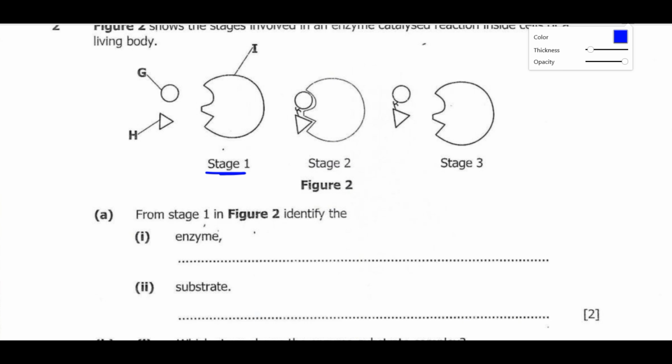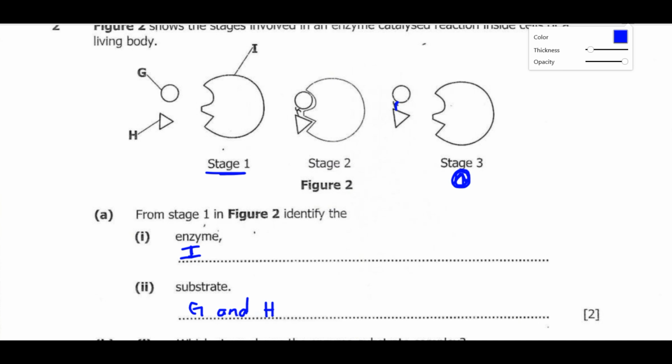So now to fully understand how to identify an enzyme, you need also to focus on the final stage. If you look at the final stage, you need to look at which substance or substances did not change their shape. So if you look at this, the structure of I remains the same. But for G and H, they were combined. So this structure that never changed its shape is an enzyme. So we just say I. Then the substrate will be G and H.